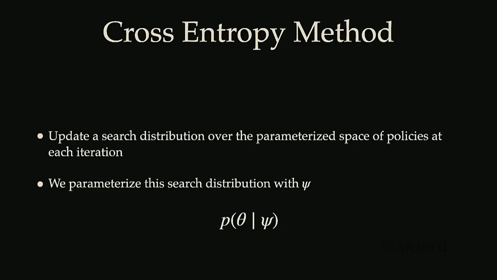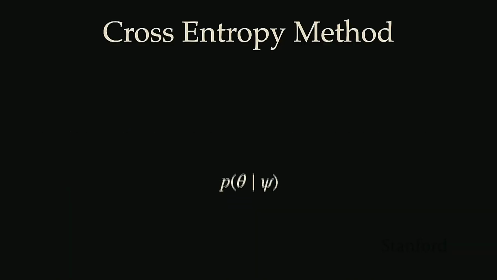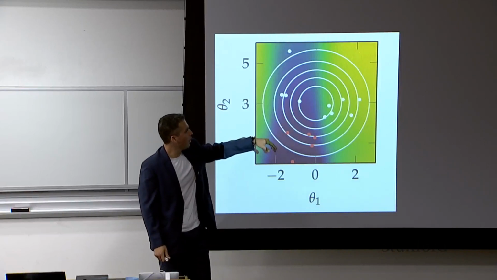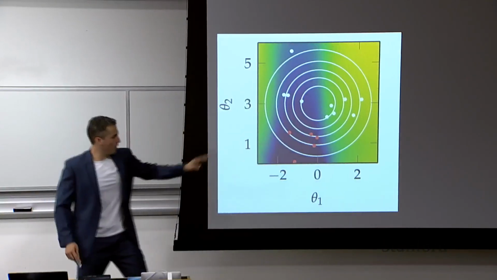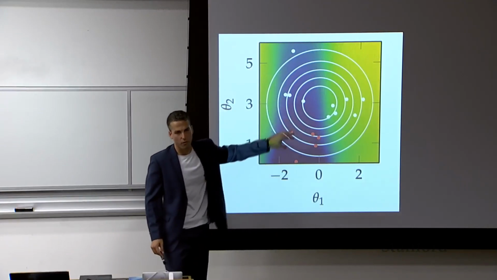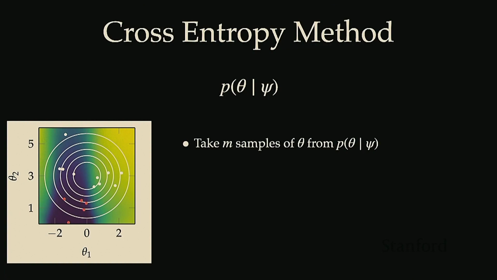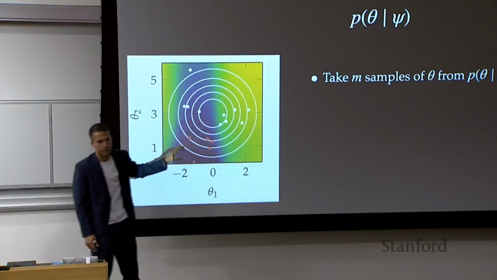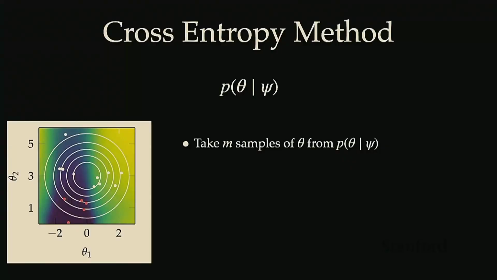So I think it helps to see this visually to understand what's going on. With our search distribution, these white contour lines are our search distribution. That's our Gaussian distribution that we're showing with the contour lines. For now, ignore the red points. Just treat them as if they were all white points. How the cross-entropy method works is we start by taking m samples of theta from this search distribution. So from this initial distribution shown by these contour lines, we take m samples. Those are all these white and red points. Those give us our candidate points, the starting candidate points that we want to evaluate.